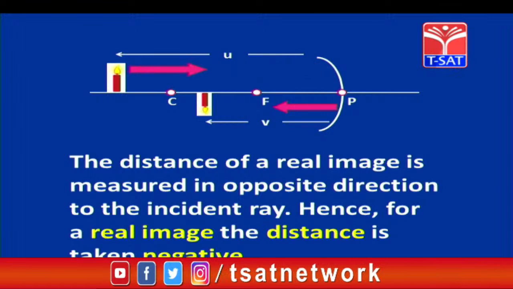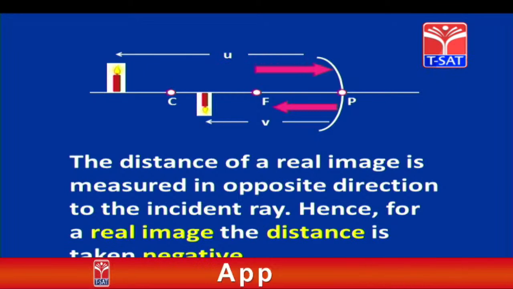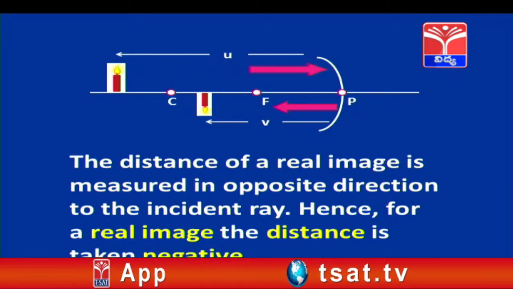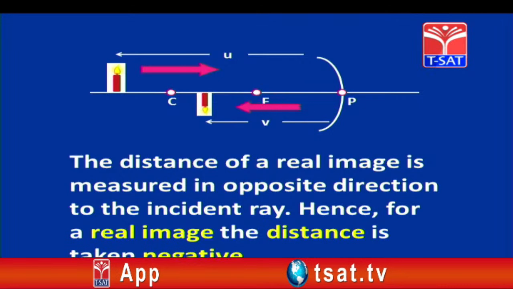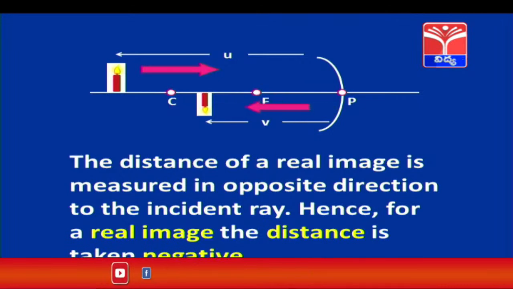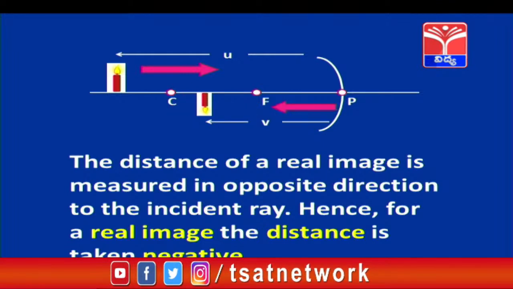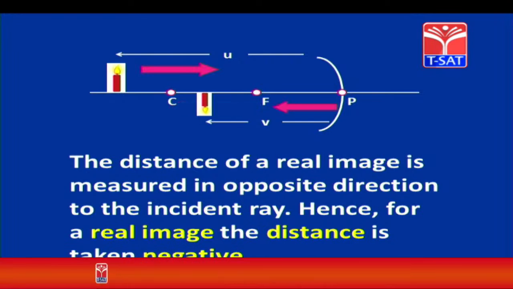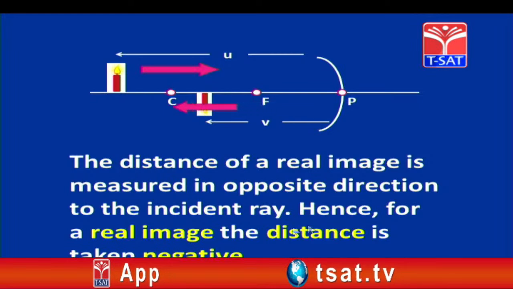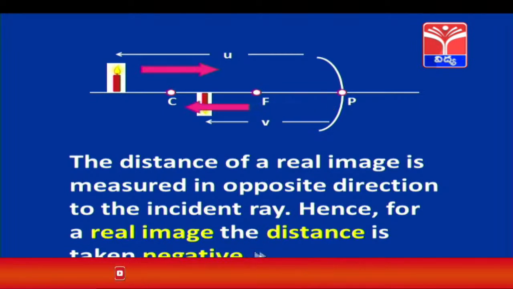If the image is a real image, it forms in front of the mirror only. The direction of the incident ray is towards the mirror. And the measurement of the image distance is in the opposite direction of the incident ray. That means, for a real image, the image distance is taken as negative. The distance of a real image is measured in the opposite direction to the incident ray. Hence, for a real image, the image distance is taken negative.